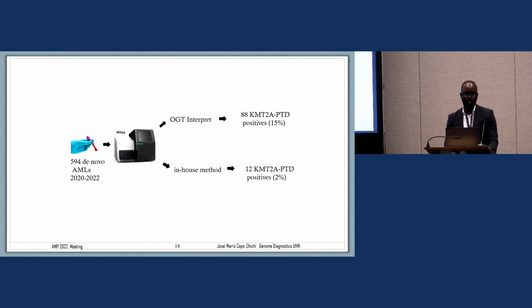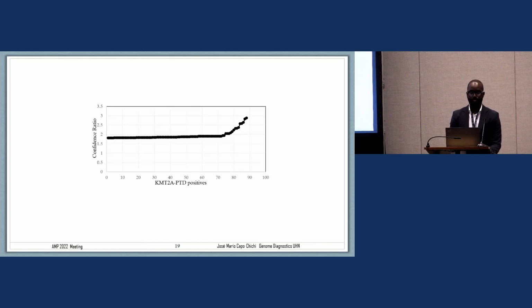So first we realized that OGT software was calling more KMT2A PTDs than we identified using our in-house algorithm. And it seems that those PTD calls were false positives, as we were not able to confirm the presence of a PTD using other alternative approaches. In looking more carefully at the data, those are the KMT2A PTD positive calls that were made. We realized that the false positive calls tend to have a confidence ratio somewhere around 1.7 to 1.8. So there seems to be some background noise that may be associated with those false positive calls being made.